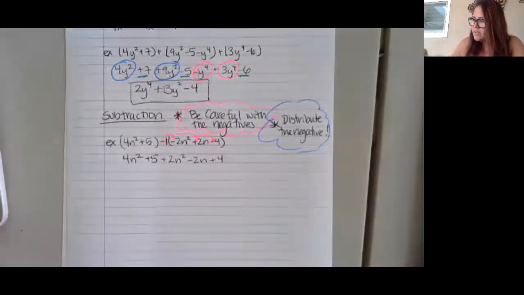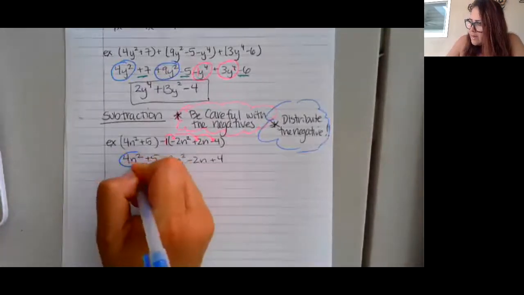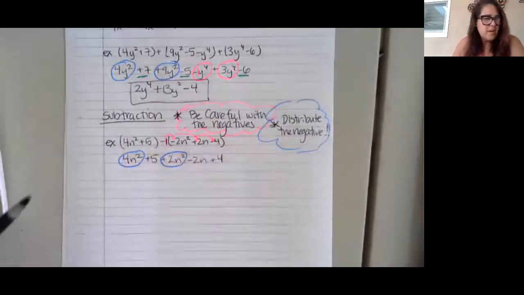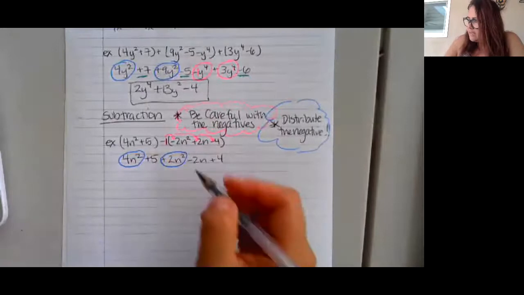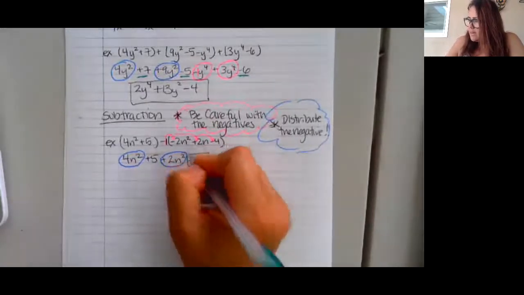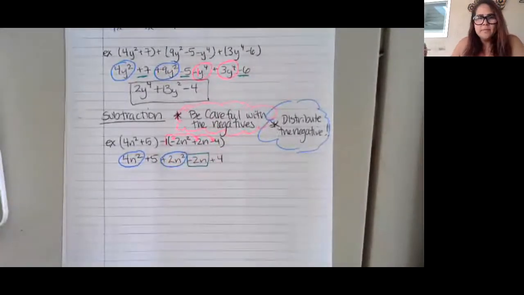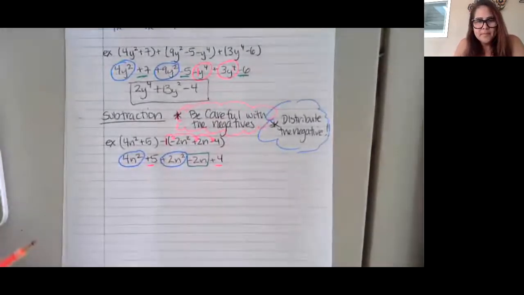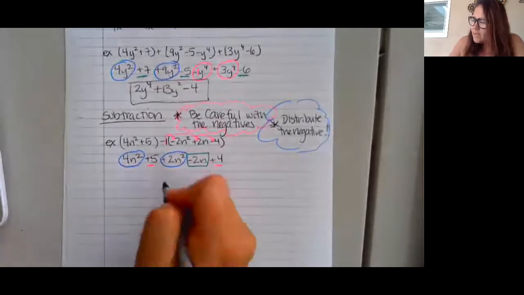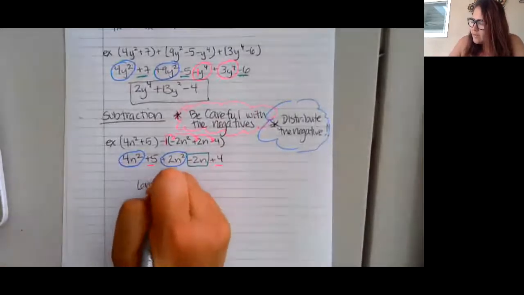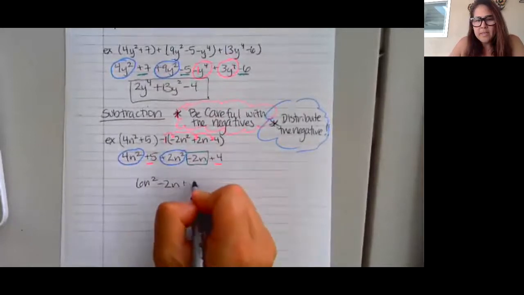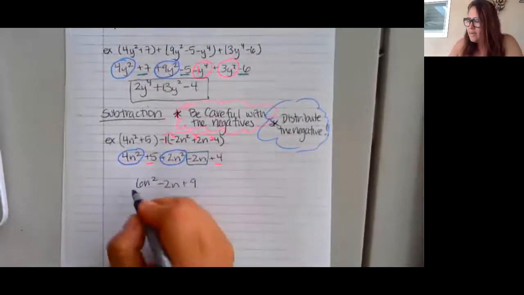So what are my like terms? I've got a 4n squared and a positive 2n squared. I've got a negative 2n here by itself, and then I've got a positive 5 and a positive 4. So combine your like terms and you're good to go. That is 6n squared minus 2n plus 9. Okay, there's your answer.